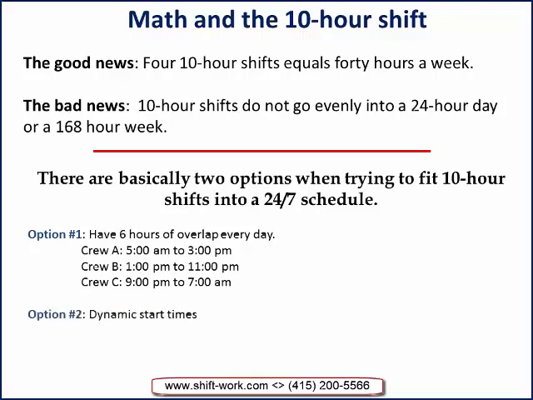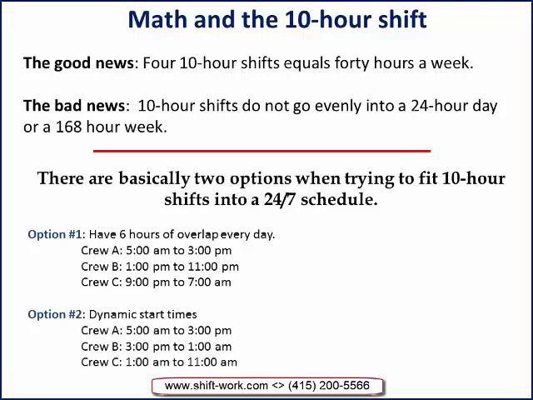Another way to do it is to have dynamic start times. Instead of having overlap, we'll just butt the shifts up against each other. So Crew A will work from 5 a.m. to 3 p.m., Crew B from 3 p.m. to 1 a.m., Crew C from 1 a.m. to 11 a.m., and now it's time for Crew A to come in, and they come back in at 11 a.m. Remember, we don't want overlap. So you'll notice Crew A, the previous day, started at 5 a.m., the next day they started at 11 a.m., and tomorrow they're going to start at 5 p.m. So this is not popular at all, and I cannot imagine a situation where this would work for a company. But the math says these are your 2 basic options.